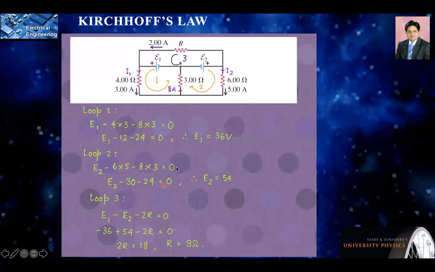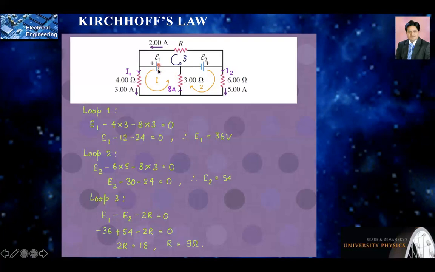And E1 is 36. So that's actually negative 36, because this one would be negative E1, and E2 is going to be positive. So that's positive 54 minus 2R is equal to 0. There is an error here. You have to make sure that this is negative E1. I forgot to write the negative sign here. Because this is going from positive to negative, this is negative E1 and positive E2. So here, while putting the numbers, this has been corrected.